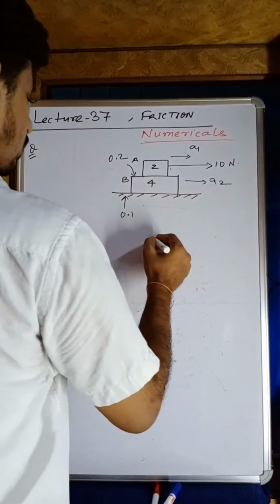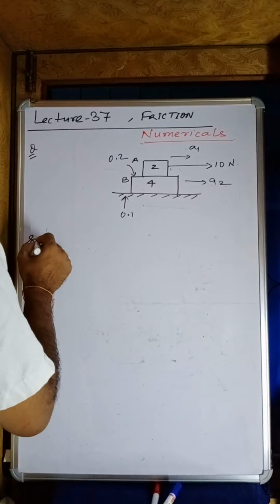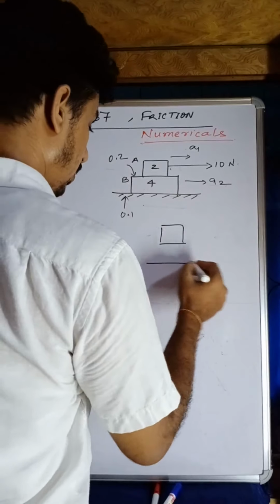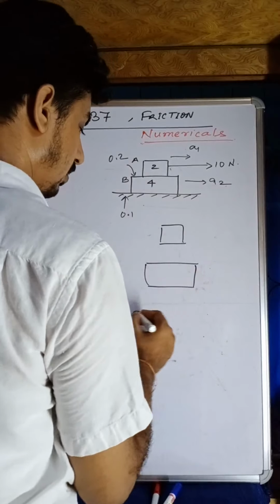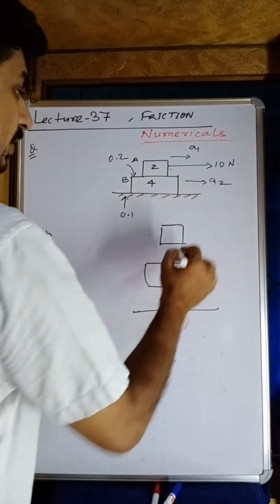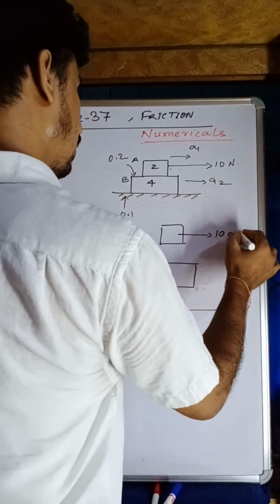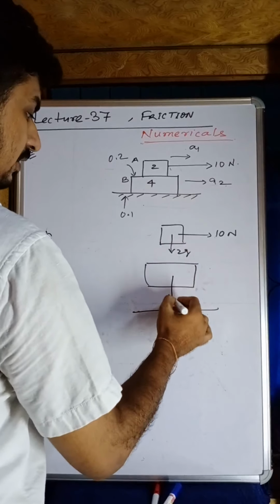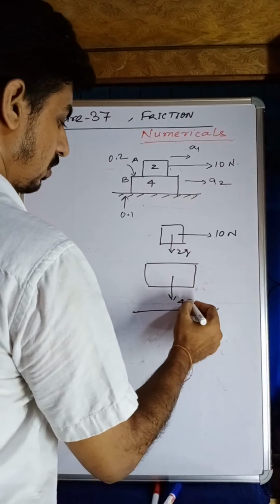So let me draw here the free body diagram. Remember, the free body diagram is very important. We have learned from the laws of motion. Okay, here the 10 Newton force is applied. Alright, the 2 kg, it is the 2g, and here it is 4g.